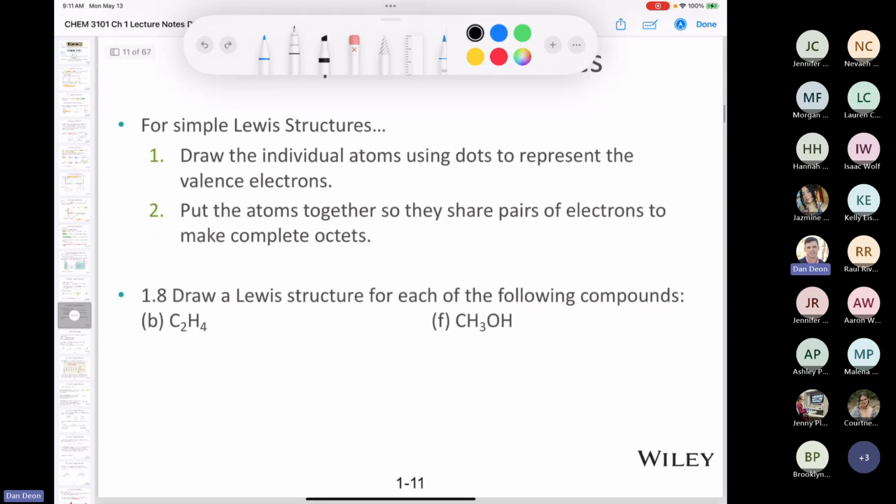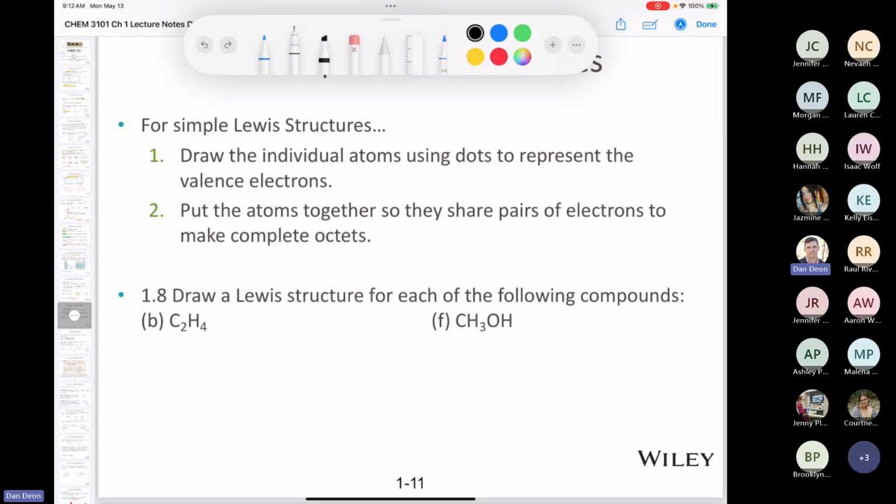So here it says for Lewis structures, now there are several modes of attack you can take. It says here, draw the individual atoms using dots, put them together so that they make complete octets. You can do it that way. That does work, but there are other ways too. For example, like this compound here, C2H4.